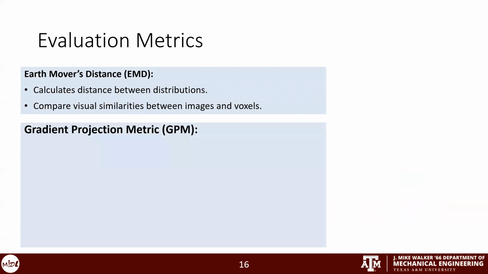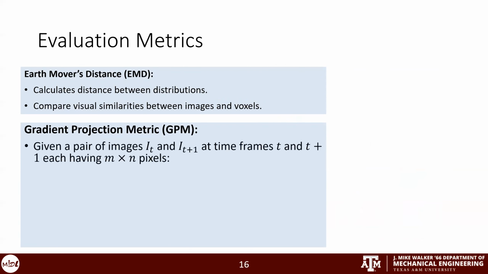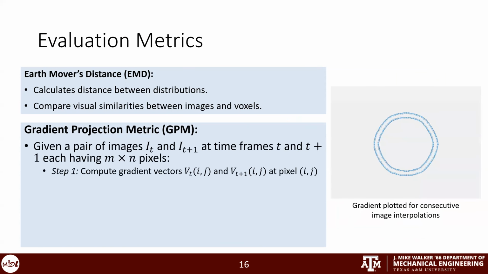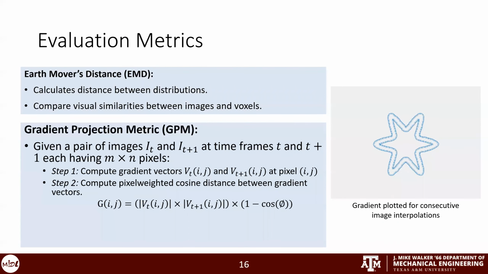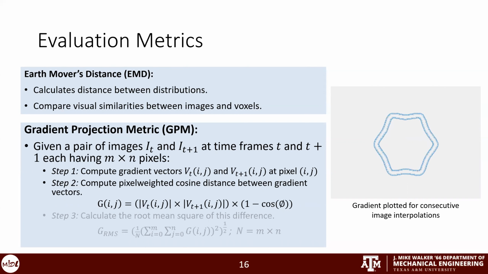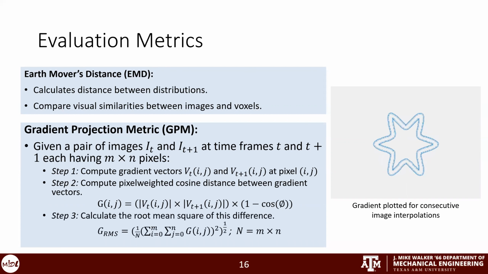Next, we developed our own metric called the gradient projection metric, or GPM. So given a pair of images at consecutive time frames, we first compute the pixel-wise gradient vectors for both the images. Next, based on the idea of cosine distance, we compute a weighted cosine distance between the gradient vectors, where the weights are the product of their vector magnitudes. Finally, we compute the root mean square of the weighted cosine distances across all pixels. Our hope is that the metric can detect changes in shapes within images. Here, we note that both metrics are used for image and voxel-based data only.